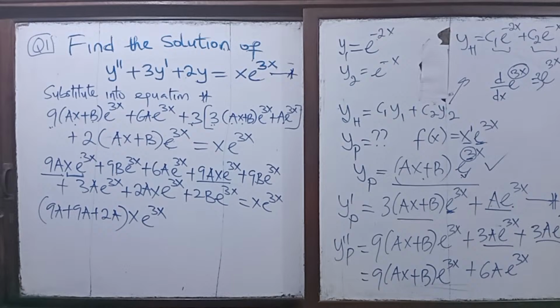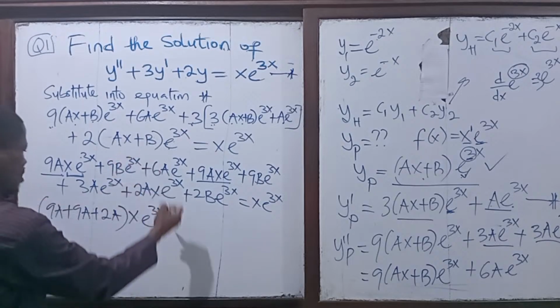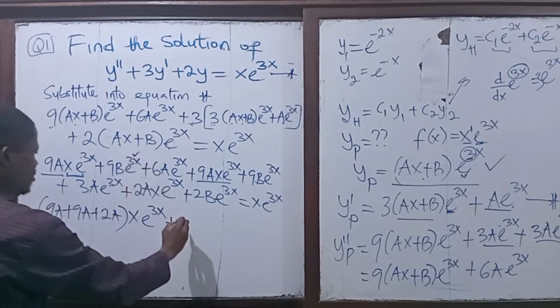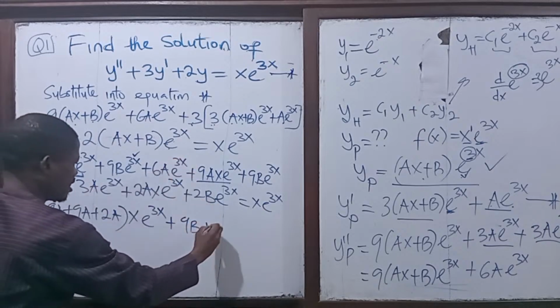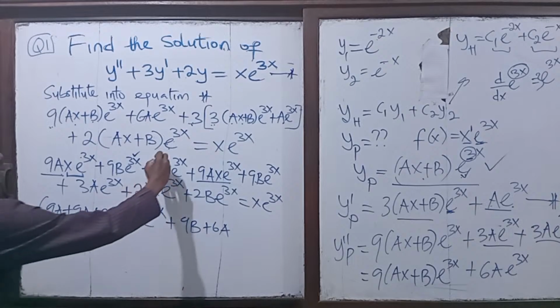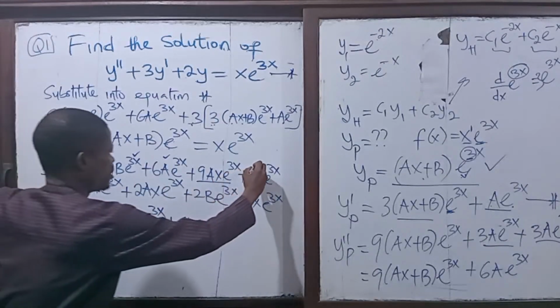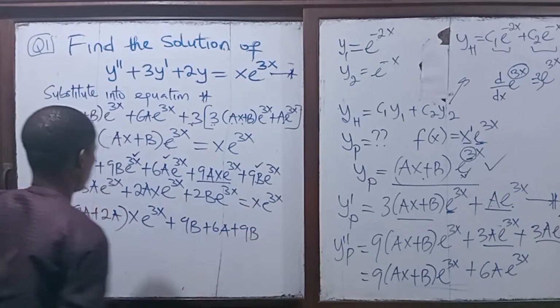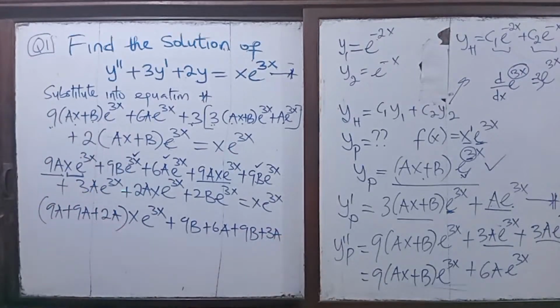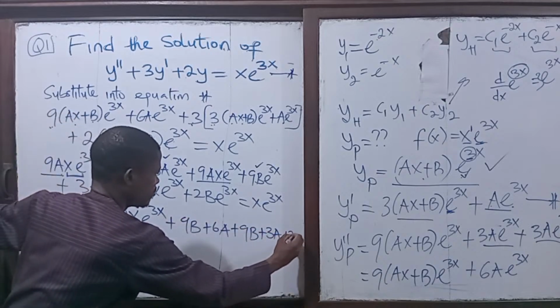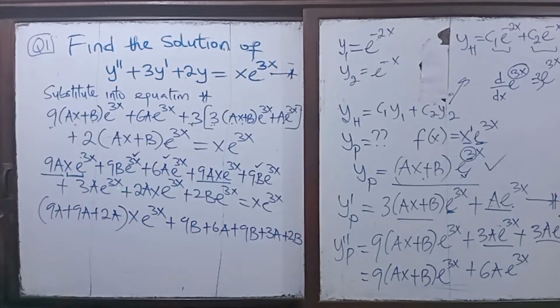Then the next one, the ones with e to power 3x, you can do that also and group them together. 9b, another e to power 3x, plus 6a, another one again plus 9b, plus 3a, plus 2b. I think that's all. Plus 2b, plus 3a.